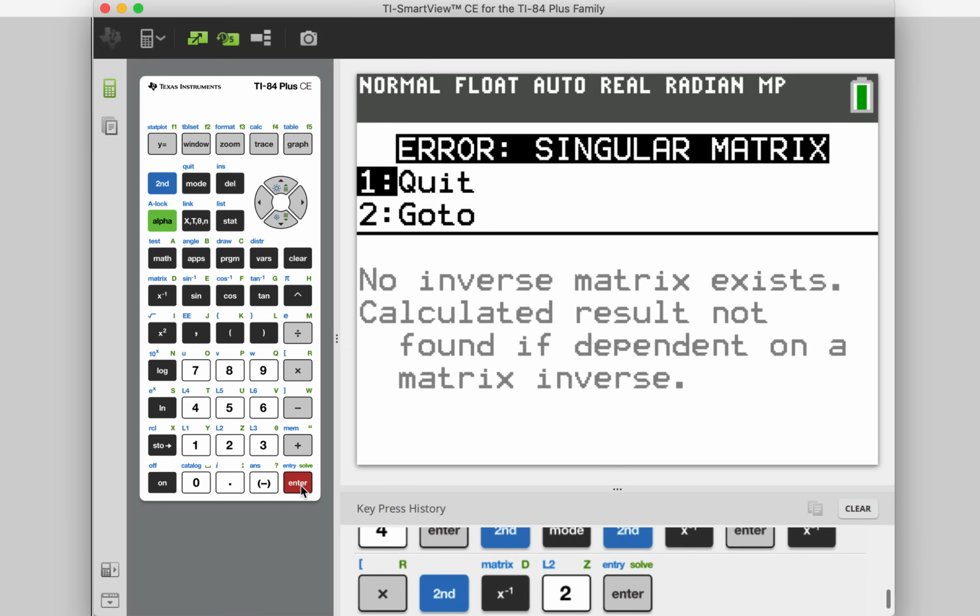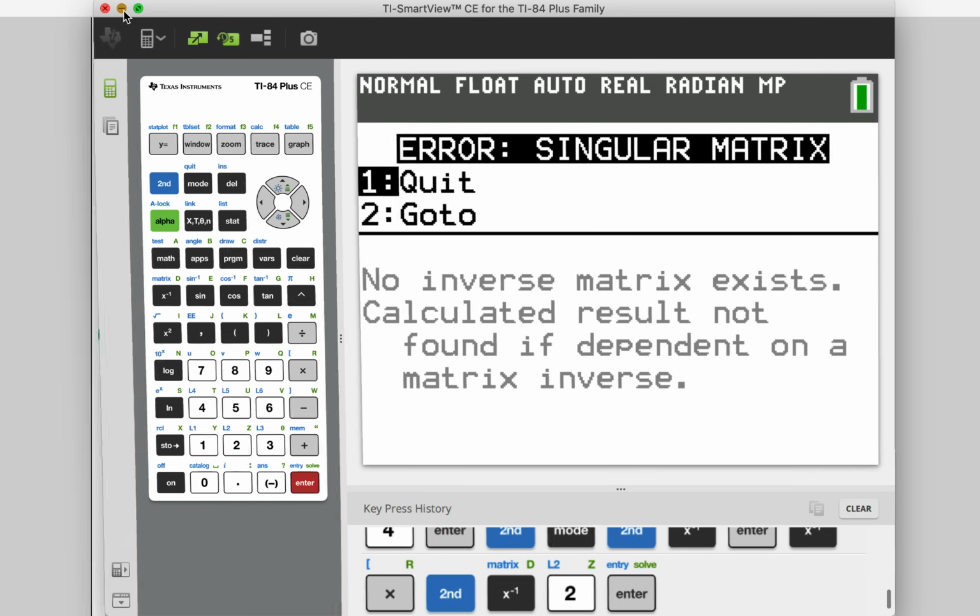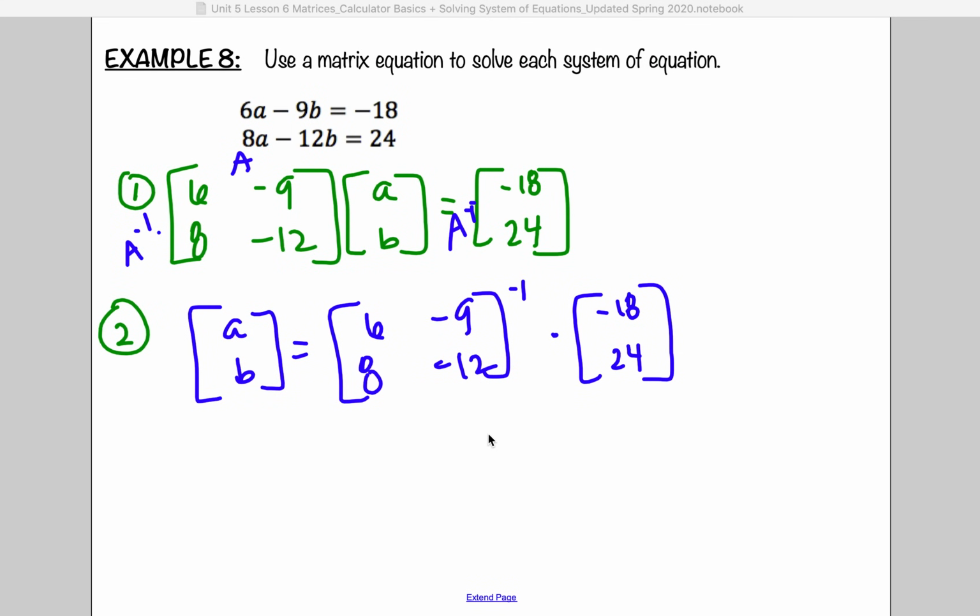So what does this mean? We talked a little bit about the singular matrix error before. This means that no inverse matrix exists. Okay, so this means we can't solve it. It either means no solution, or our other option is infinitely many solutions. Okay, so if we get that error, you need to determine if it is a no solution or an infinitely many solution. So let's see, I'm going to make a little note here.